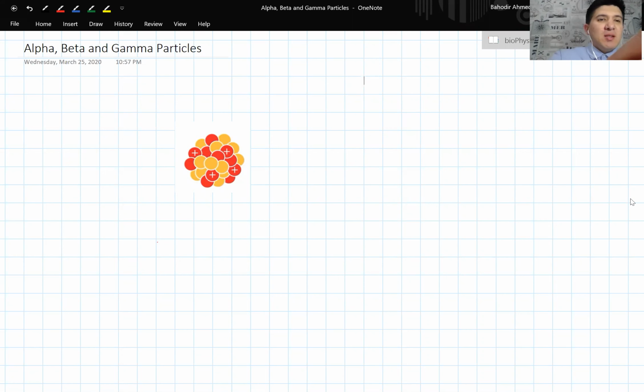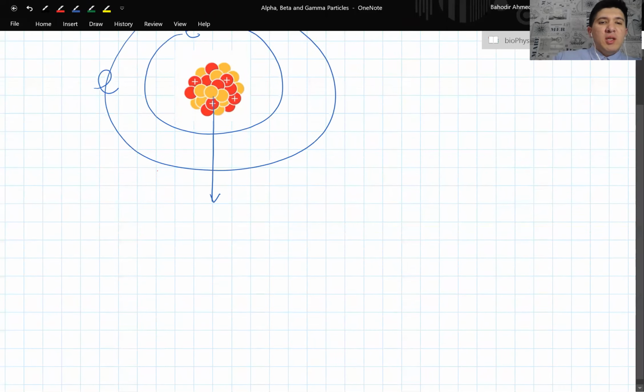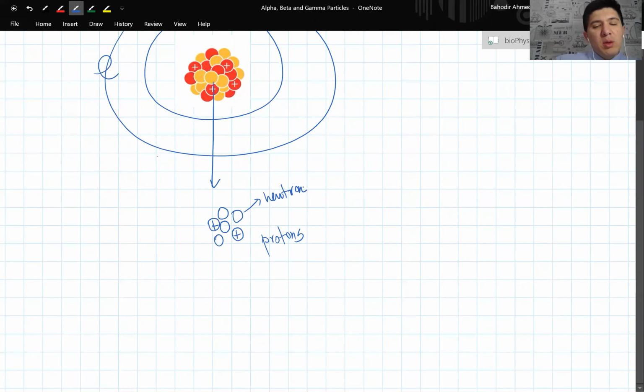So as we've seen previously, the structure of the atom has a nucleus in the middle, and there are some electrons around this nucleus. So let's look at this nucleus in more detail. The nucleus of every atom is going to contain protons, which are positively charged, and neutrons, which are neutrally charged, which basically don't have a charge.